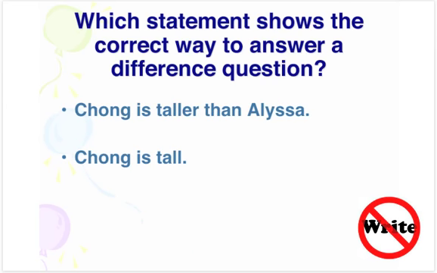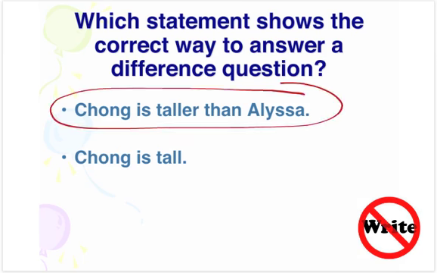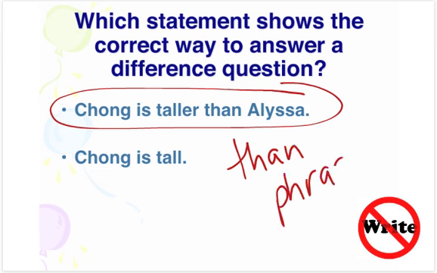Okay, how about this one? Chong is taller than Alyssa, or Chong is tall. Right, this one. Okay, because it's using a "than" phrase. Something is taller than something else.